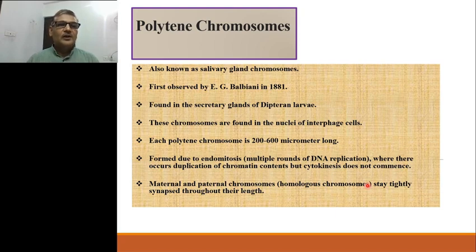Poly means several, many, teen means thread. So such chromosomes are made up of so many threads, and threads means the chromatids, maternal, paternal chromatids, they are arranged in parallel manner, and that too in thousands of copies. So that is why these chromosomes are large chromosomes. They are also referred to as giant chromosomes.